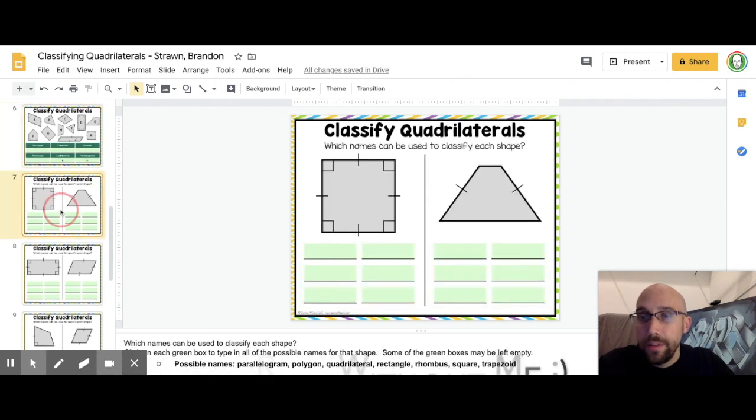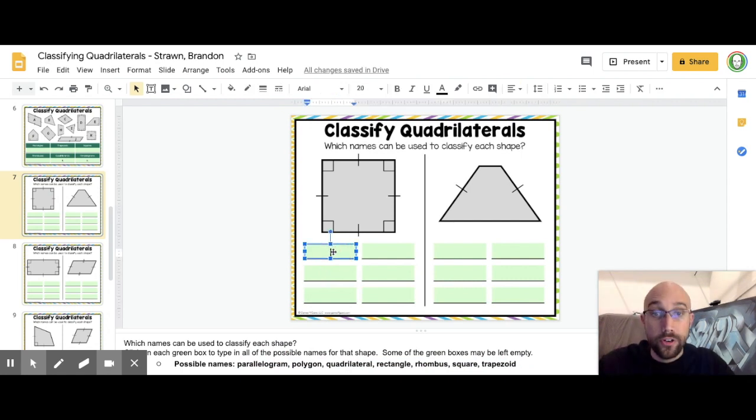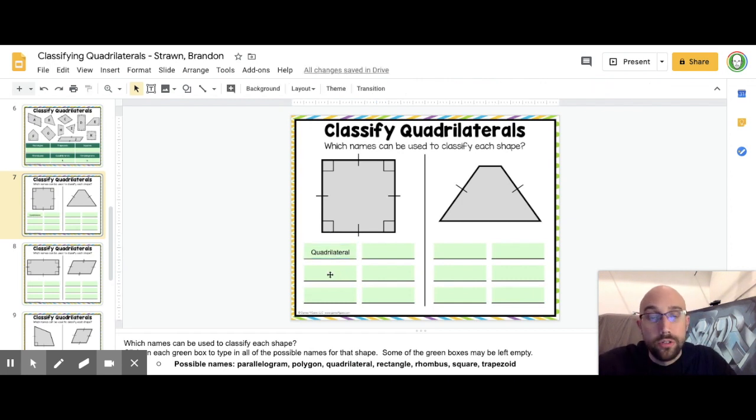Okay, scrolling down a little bit further. Now here, we're just going to write all the different names that we can use for these things. And notice down here, you have in the notes, it tells you all the different names that you can use. So, spoiler, for the first one, you should think quadrilateral. It's a quadrilateral. Great.